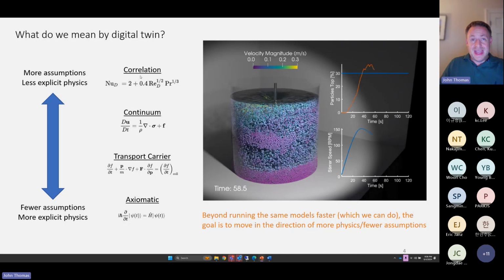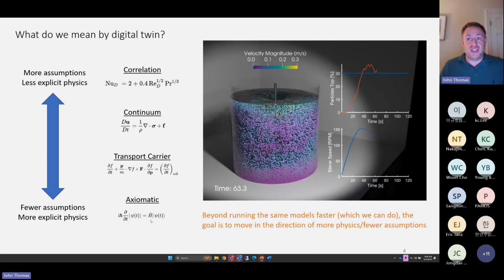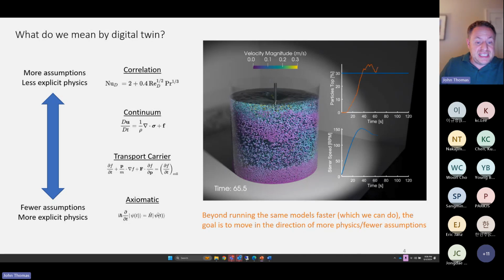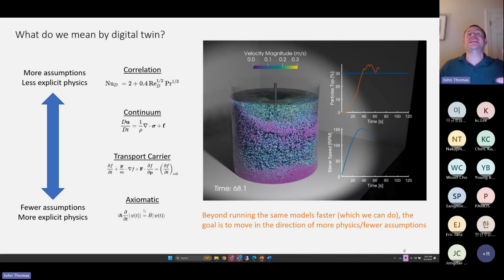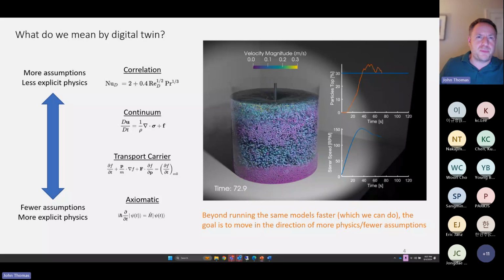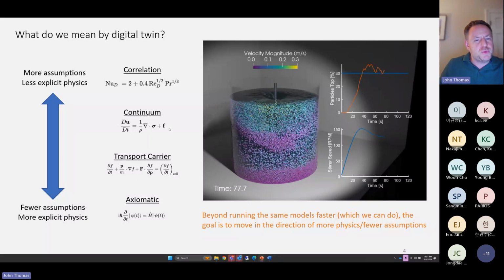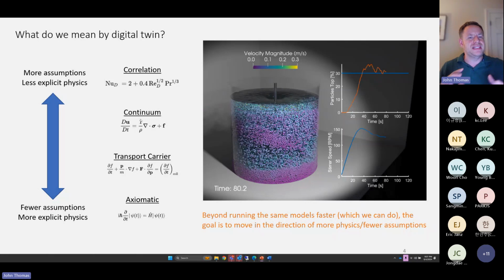At the other end of the spectrum, we have things like the wave equation and the Schrodinger equation. These things are general. They can solve any system, but the problem is they're phenomenally complex and they're not practical to solve for engineering systems. It's between these two that we're operating today.